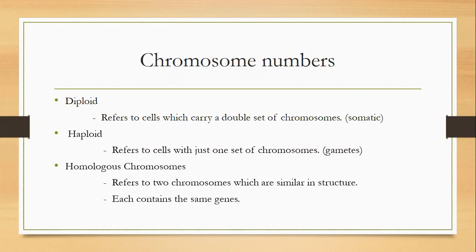Homologous chromosomes. A homologous chromosome refers to two chromosomes which are similar in structure. Each contains the same genes. So in other words, when we looked at karyotypes, it would be both of the chromosomes in the number 1 slot, or both of the chromosomes in the number 12 slot.